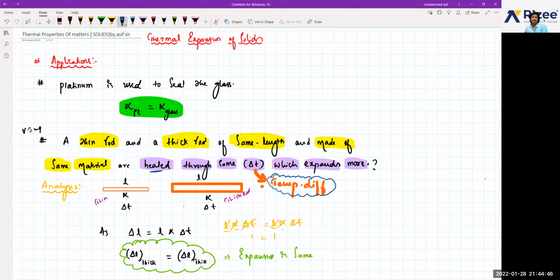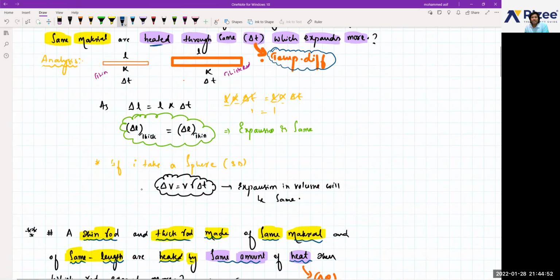Expansion formula is how much, beta? Delta L is equal to L into alpha into delta T. See here, I'm writing L into alpha into delta T is equal to L into alpha into delta T. Delta T and delta T are the same. So I can say that expansion in the thicker rod will be equal to expansion in the thin rod. That means expansion is the same in both rods. It is independent of the masses of the body. If I take a sphere also, beta, expansion in volume will be the same, provided they are heated through the same temperature difference. Generally students will think that with lesser mass there will be more expansion compared to the larger mass. No, as they have been heated through the same temperature difference, expansion is the same, isn't it?